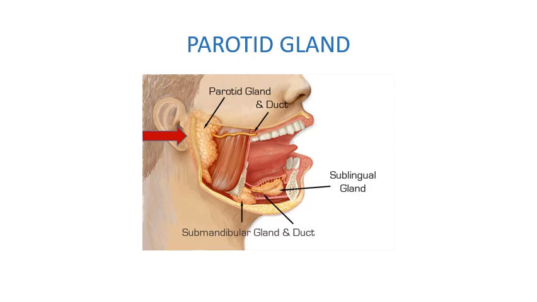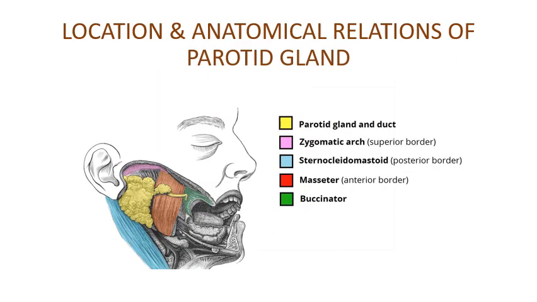As we all know, saliva consists of serous and mucous secretions. Parotid is mainly a serous gland with only a few scattered mucous acini, so the parotid gland produces a serous watery secretion to the saliva. Now, let's focus on the location and the relations of the parotid gland.